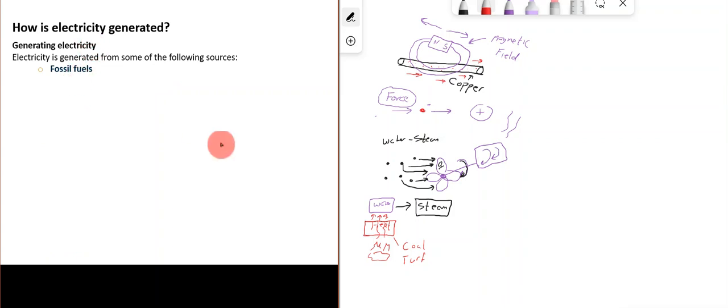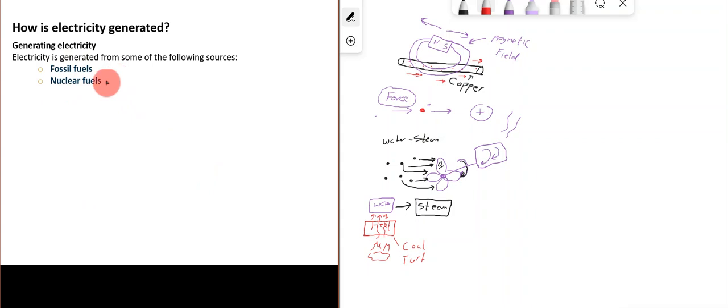So what are some of the ways that we generate electricity, and what are some of the ways, for example, that we heat up the water in order to turn the turbine? That's what we're going to focus on. Electricity is generated from some of the following sources. So we have fossil fuels. Fossil fuels are things like turf and coal and oil, and things like methane gas. Again, we literally burn this to heat up the water.